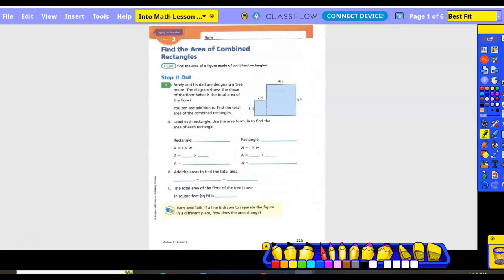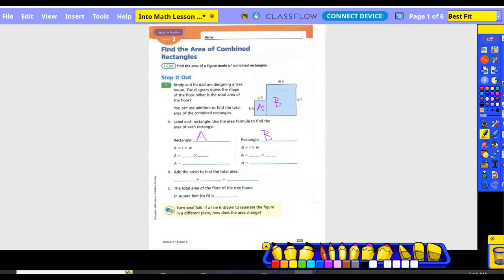Okay? So number one, Brody and his dad are designing a tree house. The diagram shows the shape of the floor. What is the total area of the floor? You can use addition to find the total area of the combined rectangles. So I want us to label each rectangle and then find its area. We'll label the first one A and the second one B, and we're finding A here and B there.